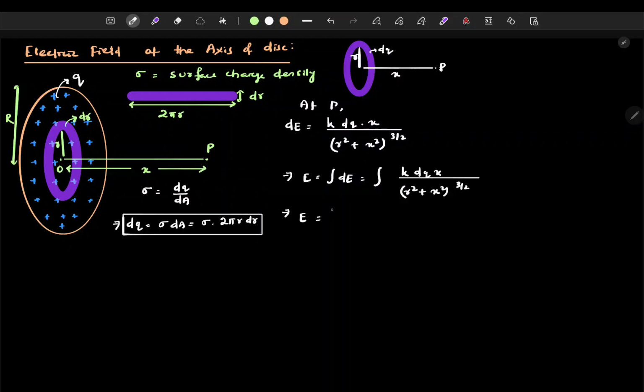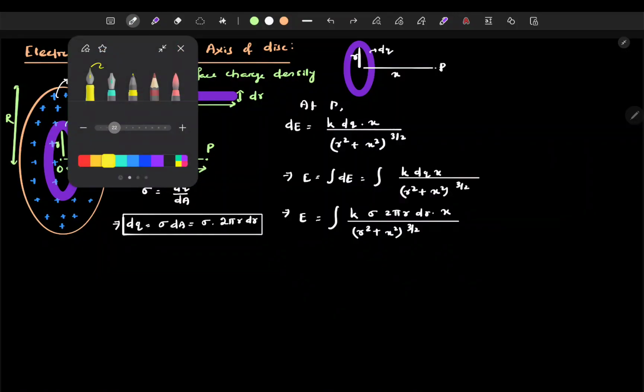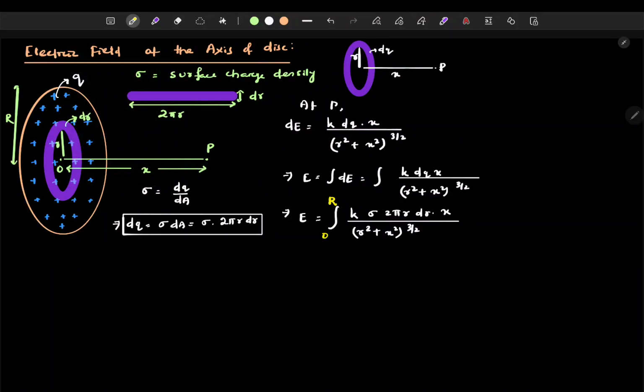So E is equal to integration of dE, so integration k dq, where the value of dq is given as sigma 2 pi r dr: sigma into 2 pi small r into dr into x divided by (r square plus x square) power 3/2. And what will be the limit point? Here we have to integrate with respect to dr, that means with respect to r, the radius. So the radius varies from 0 to capital R, this small r ranging from 0 to capital R. So here the limit point will be 0 to capital R.